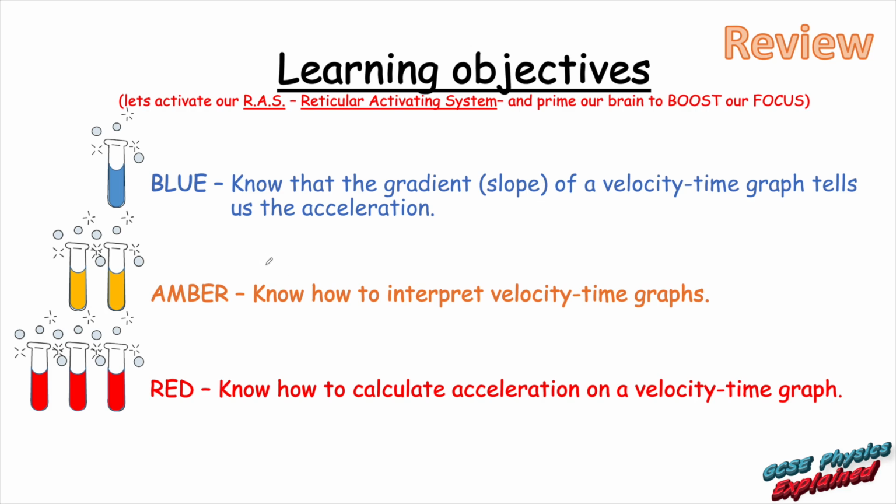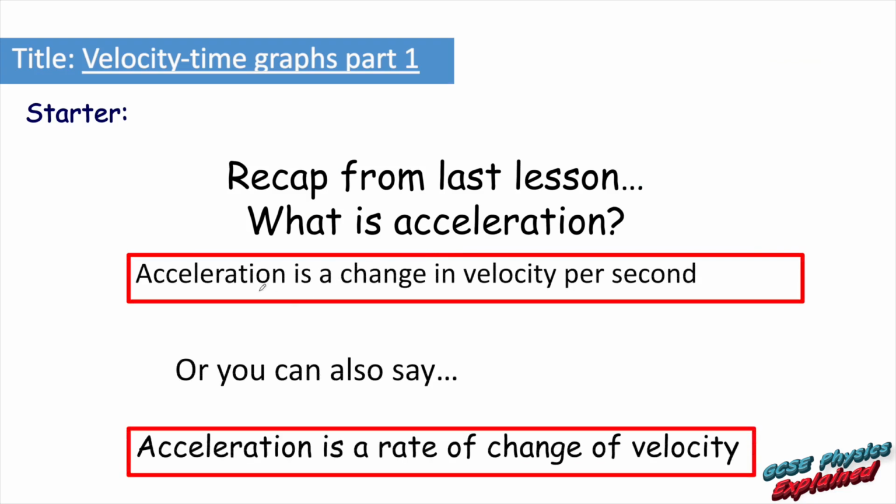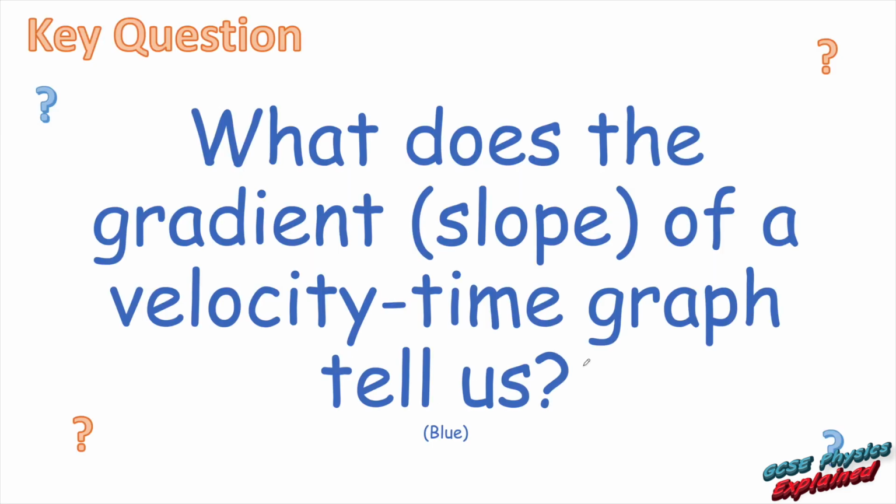What you need to know in an exam. You need to know that the gradient or slope of a velocity time graph tells us the acceleration. You need to know how to interpret velocity time graphs, like they might give you a journey, and you've got to say what's happening. And you've got to know how to calculate acceleration on a velocity time graph. So a little recap from the last video about acceleration. What is acceleration? Well, we said that acceleration was a change in velocity per second, or per time.